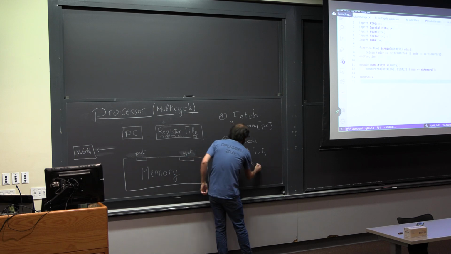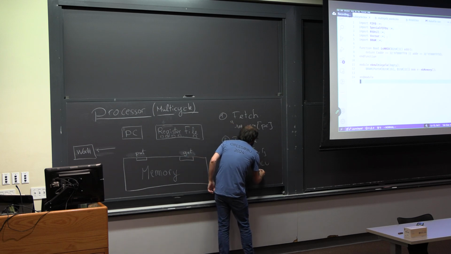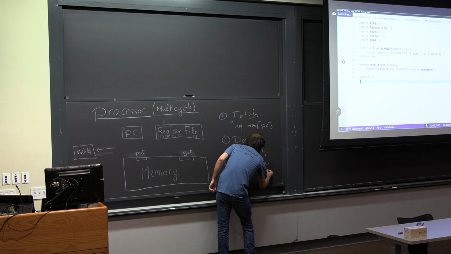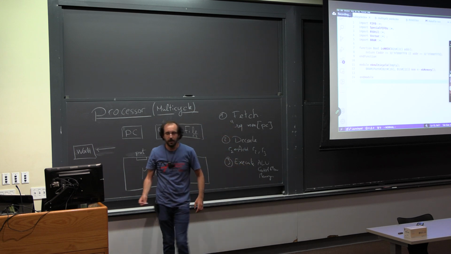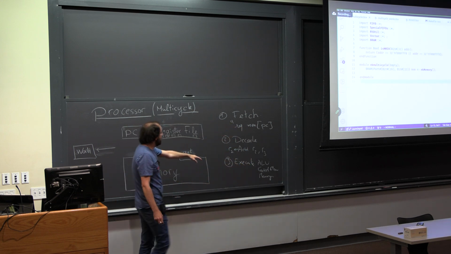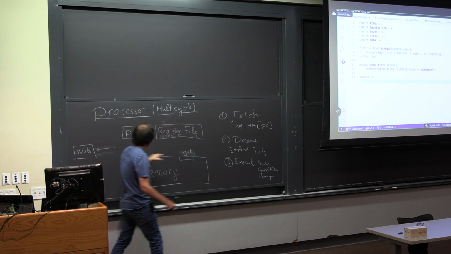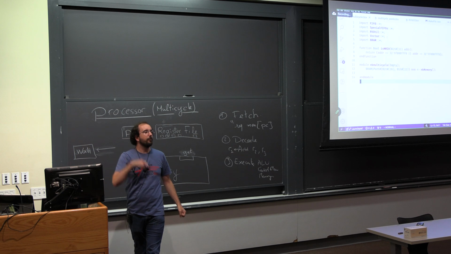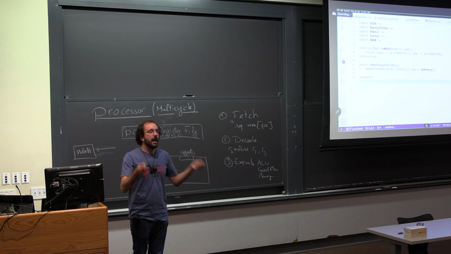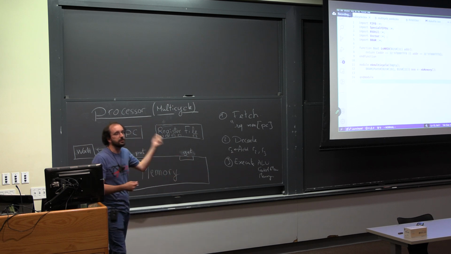So, I execute. Is it an ALU instruction? Is it a control flow instruction? Is it a memory instruction? And then for almost every instruction, I could stop there, but for a load, I need to wait until the response to the load is coming back from memory before I can write the value to the register, and then change the PC to go to the next instruction.